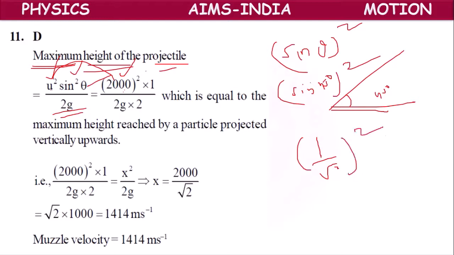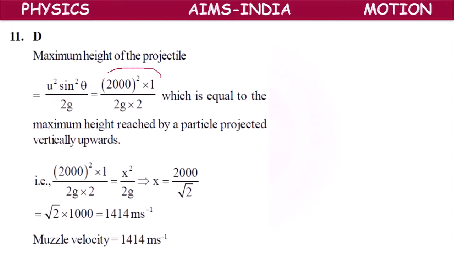1 by root 2 whole square means 1 square is 1, root 2 whole square is 2. So its value is 1 by 2. So 1 will be in the numerator and 2 we can keep in the denominator. In the denominator already we have 2g. So this is the maximum height reached by the projectile. But it is equal to the maximum height reached by the particle projected vertically upwards.